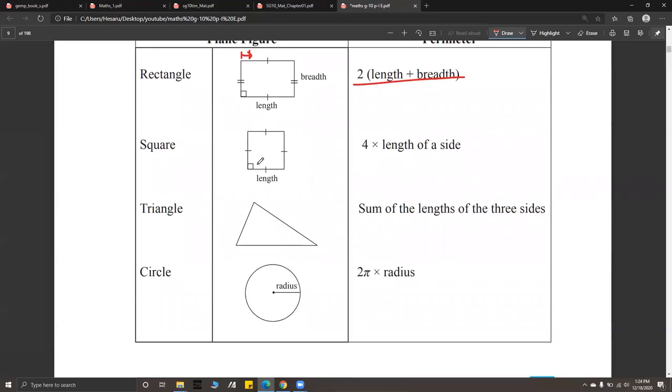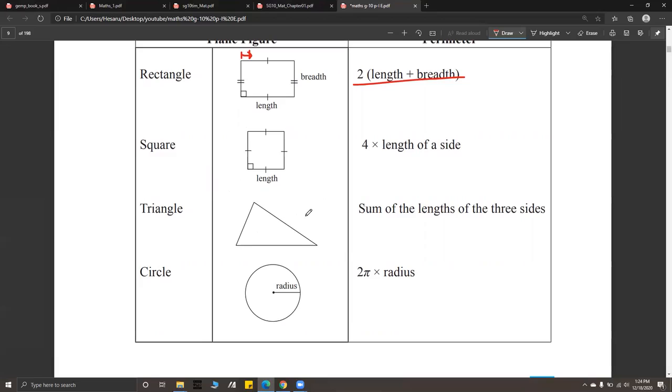So for a square, the lengths are equal on every side, so the perimeter will be 4 times the length of one side. For a triangle, the perimeter is the same: you just sum up the lengths of the 3 sides.